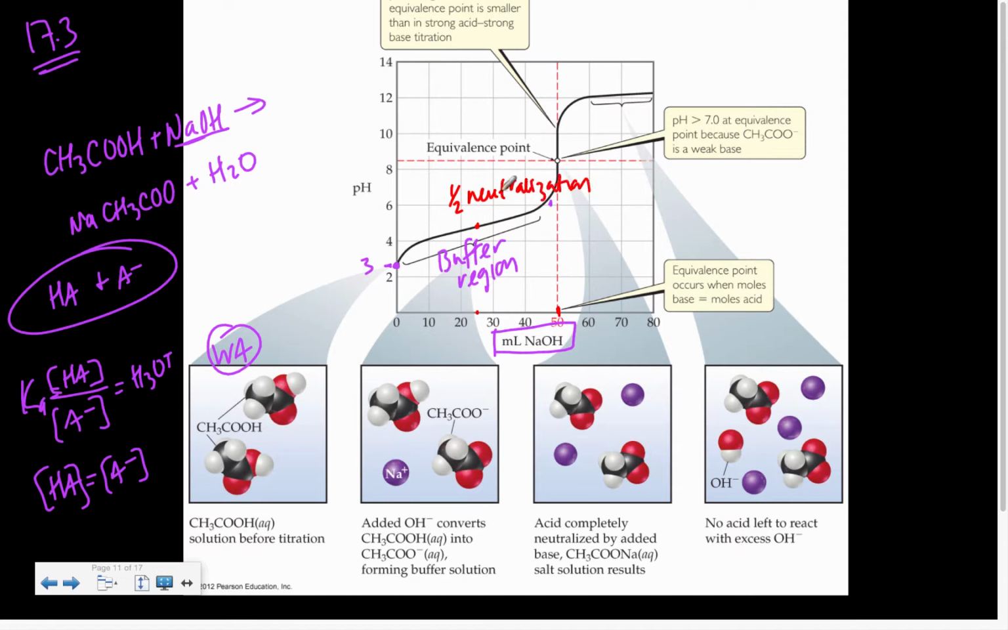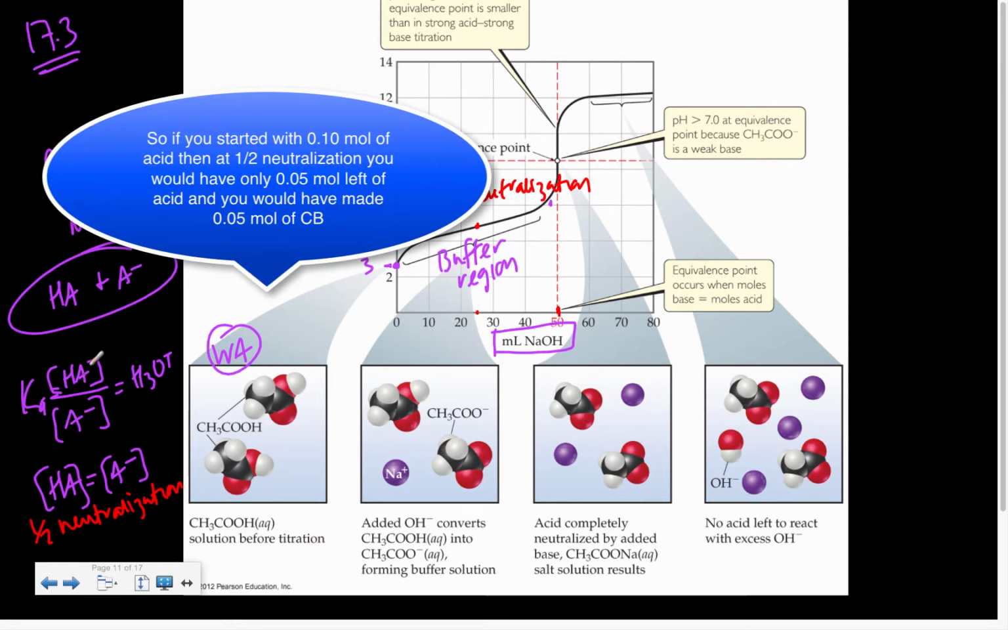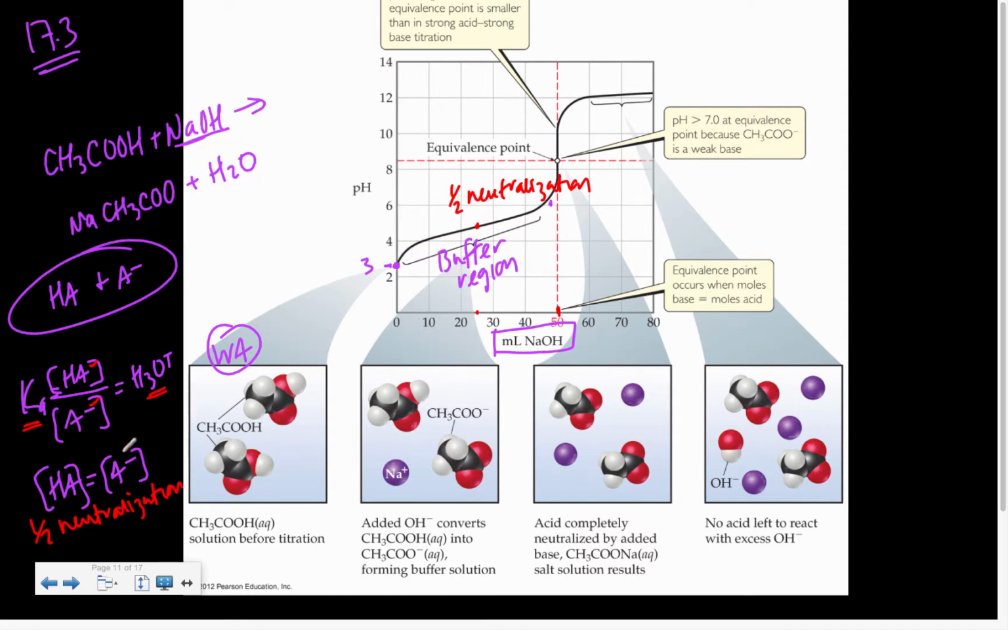And at our half neutralization point, the concentration of HA equals A minus, because I've neutralized half of this, which means that I have equal amounts of this and this. If I think about that, when this concentration equals this concentration, my Ka is equal to my H3O plus. When the amount of HA is equal to A minus, my Ka equals my H3O plus, which allows me to deduce the Ka of a weak acid.